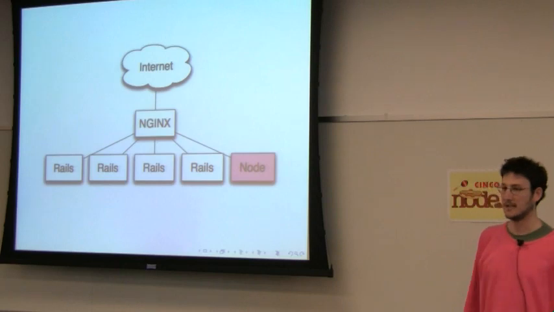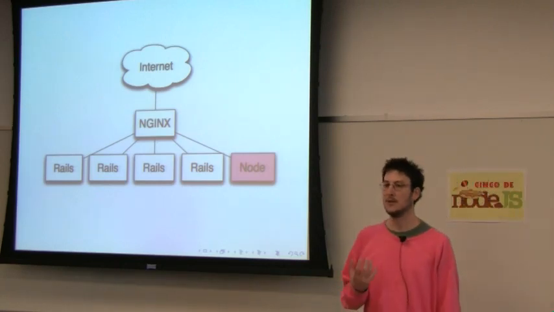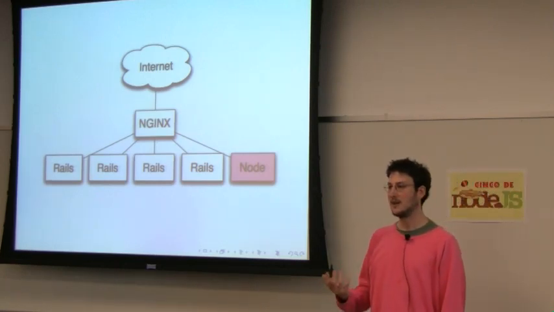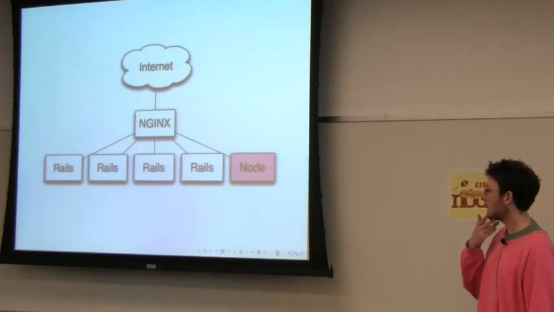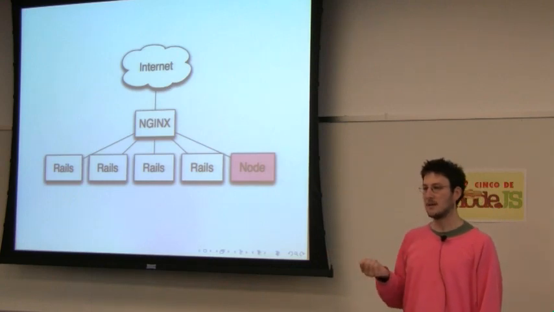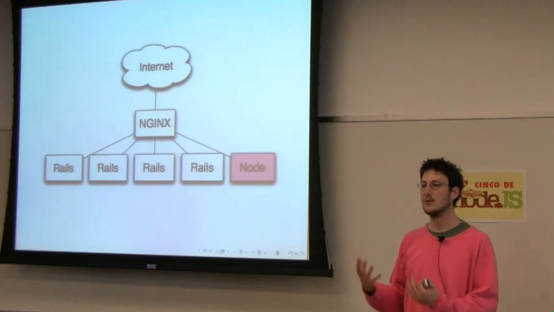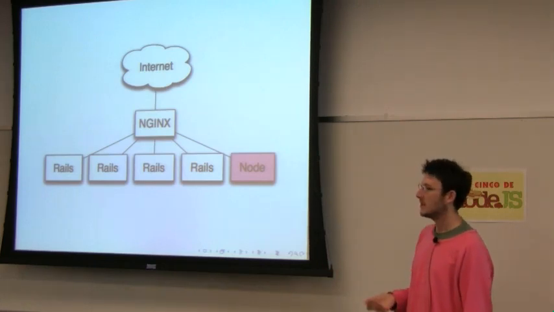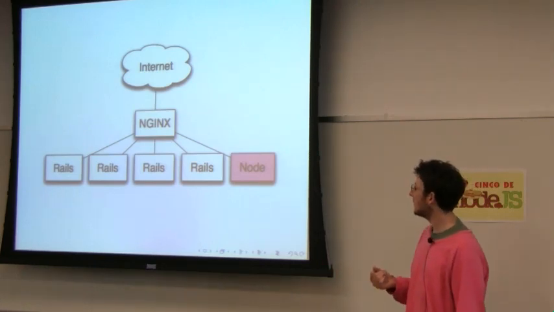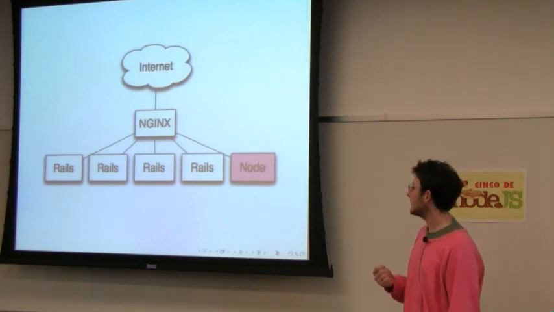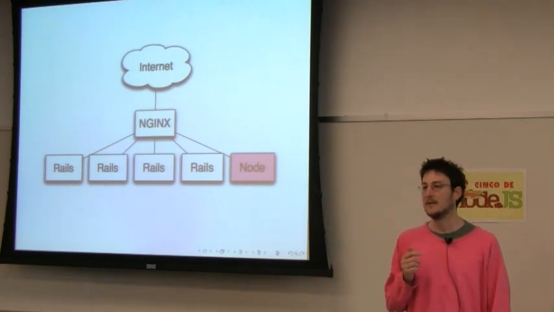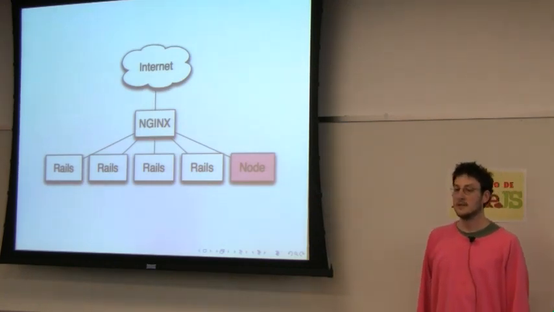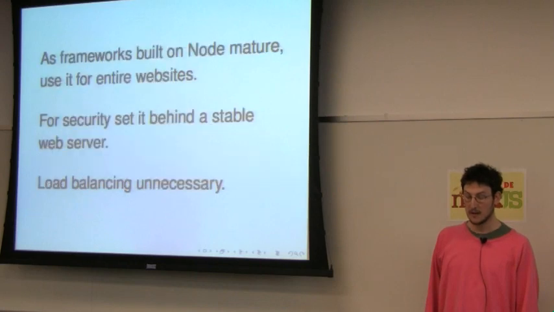And so maybe it looks like this, where you have your front-end load balancer like Nginx, or I guess you guys use Apache here. And then you load balance across a bunch of Rails processes, because these Rails processes are very slow, and so you have to do this to achieve any sort of good response times. And then maybe you just throw in a Node process on the side to do some little real-time application.